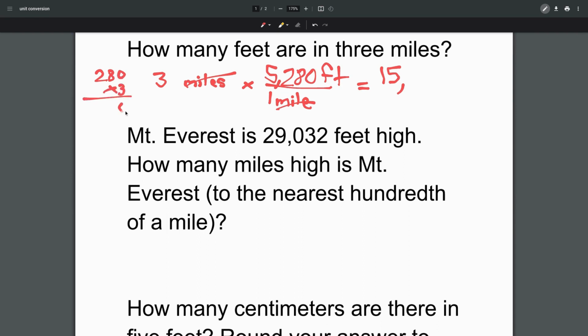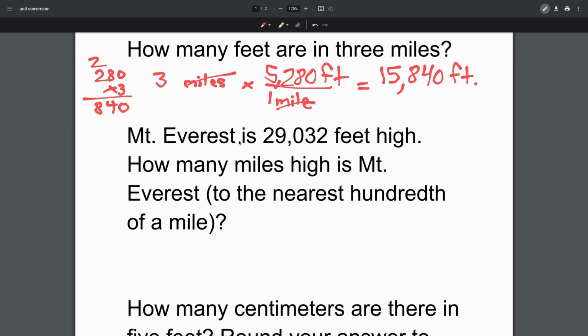So 3 times 0 is 0. 3 times 8 is 24. So write the 4 down here, bring up the 2. 3 times 2 is 6, plus 2 is 8. So you have 840 here. So 15,840 feet for this first one.